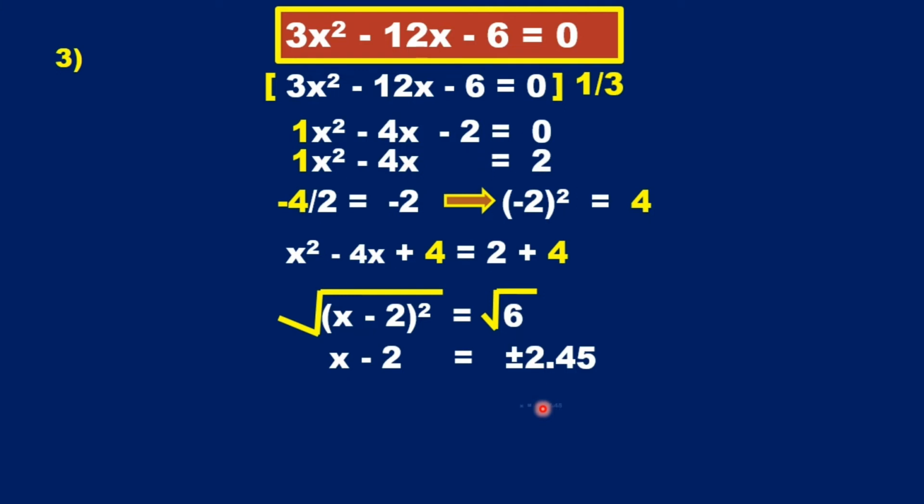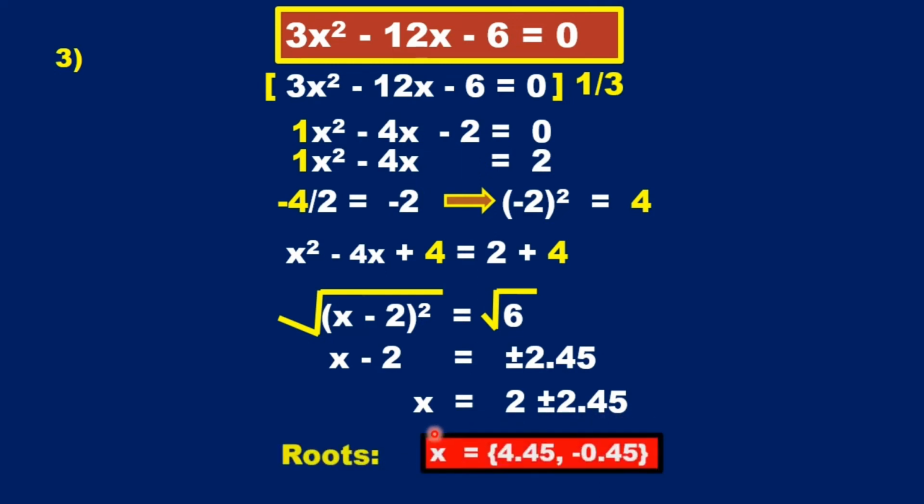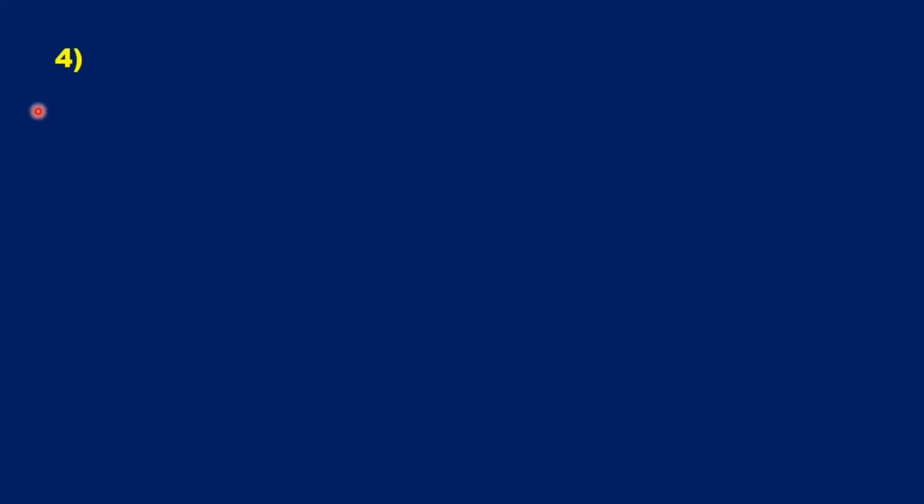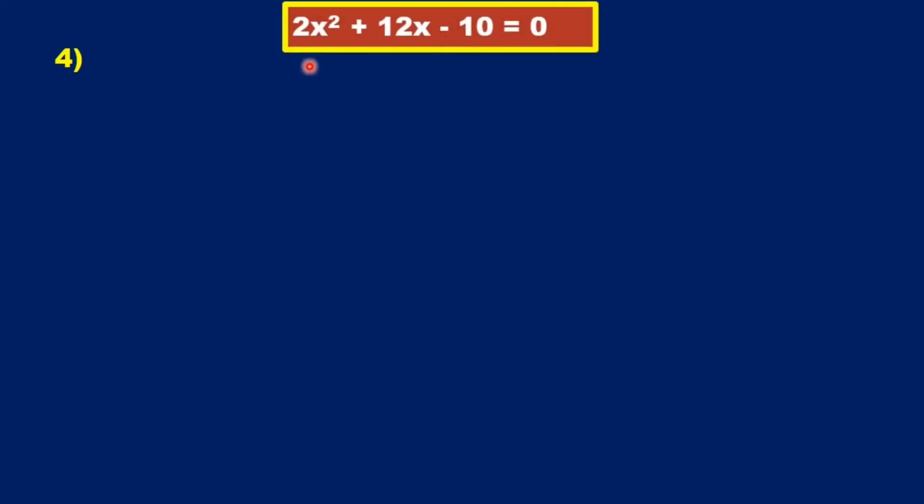Transposing negative 2 to the other side becomes positive 2. So the answer is 2 plus and minus 2.45. So the two real solutions are 2 plus 2.45 is equal to 4.45, and 2 minus 2.45 is equal to negative 0.45. Problem number 4. 2x squared plus 12x minus 10 is equal to 0.